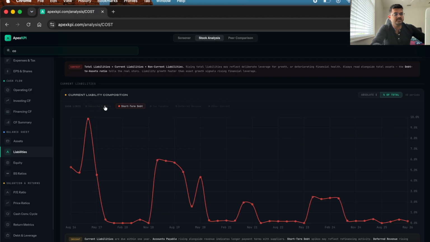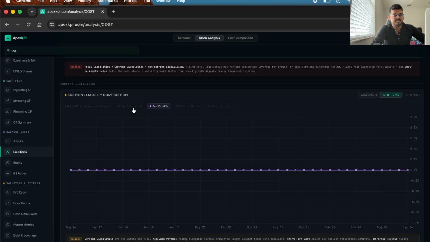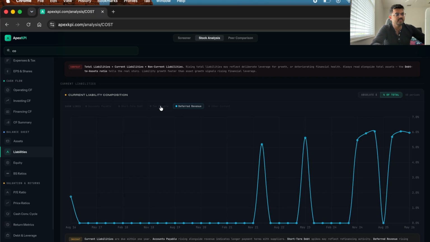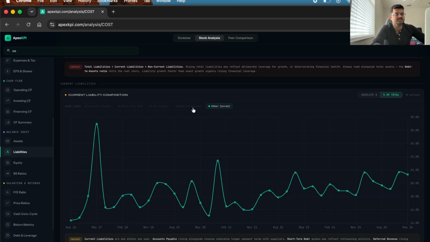Second thing is short-term debt. If you look at it as a percentage of the total liability, in the most recent reporting period they just have 0.18% of their total liability as short-term debt. This is a very minimal value. Third one is tax payable. They don't have anything as such in tax payable in the current liabilities. Deferred revenue, they have a very minimal value, which is around 5.97%. And other current liabilities, that is, they might have accrued liabilities like accrued salary or accrued employee compensation, that is around 22%.